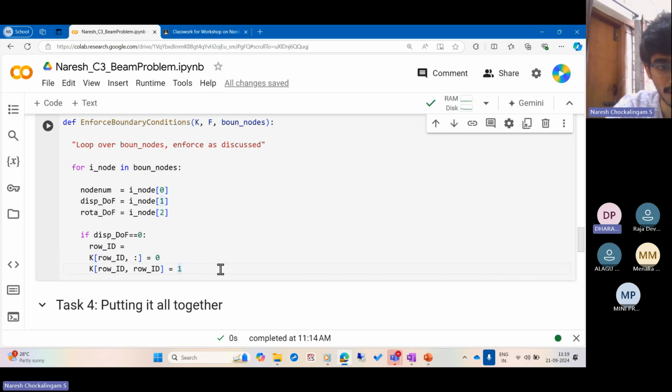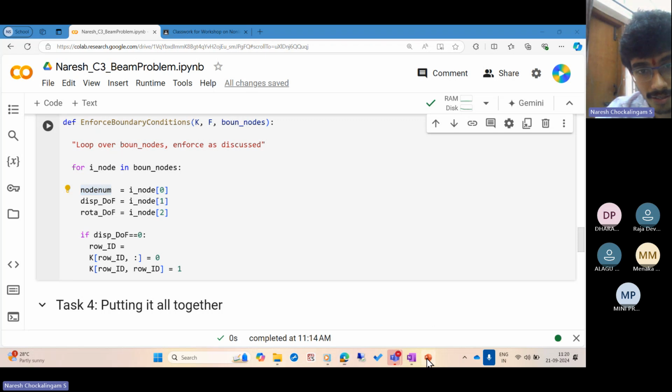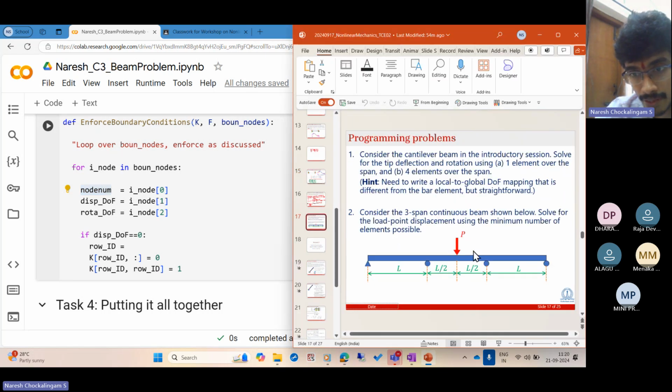No, what is 0? Why should it be 0? I can choose to fix the second degree of freedom and allow the first one, right? I can apply the forces on the first node and fix the second degree of freedom. Why should row ID be 0? Row ID is related to the node number. How is it related to the node number? For example, if you look at this problem, I have, if I number it 1, 2, 3, 4, 5, this has got 5 nodes.